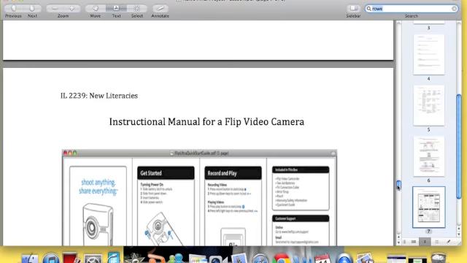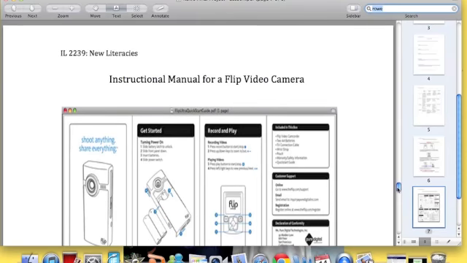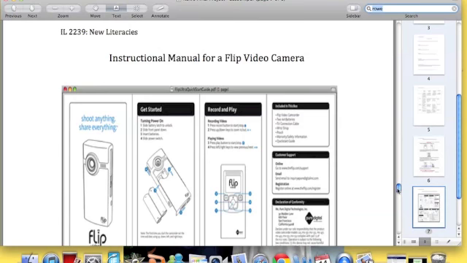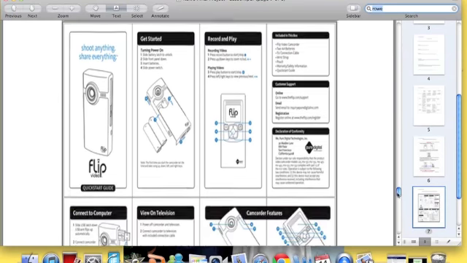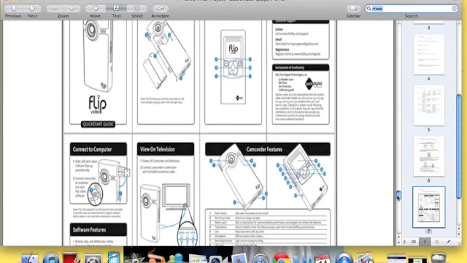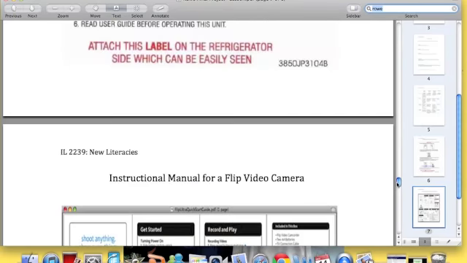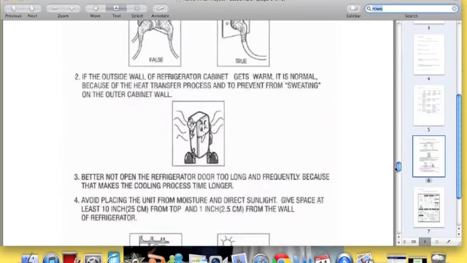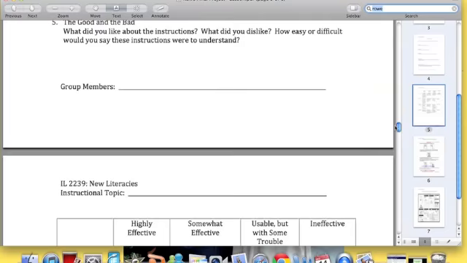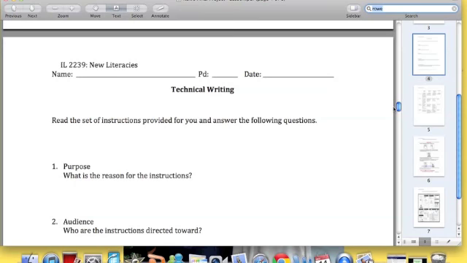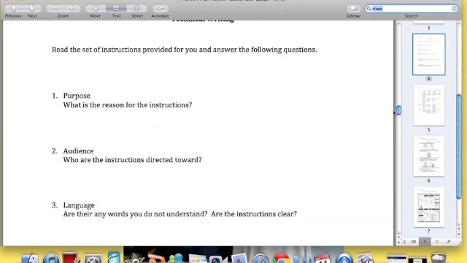The second one is just basic instructions for a flip video camera. This one seemed a little easier to follow. I'm very curious to see if the students think that the flip video camera is easier because it also relates to them more. I'm sure they aren't using LG refrigerators or having to put them together. So number one, their purpose. What's the reason for the instructions? These are all questions that they're going to have to answer regarding the manuals that I'm giving them.